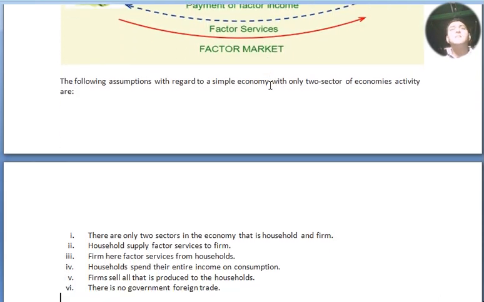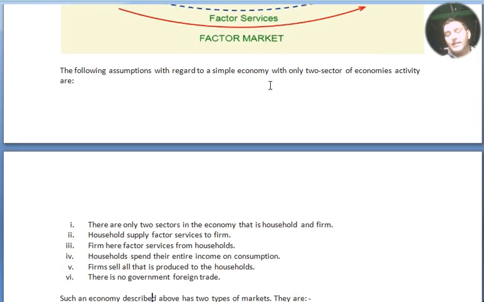The following assumptions are made with regard to a simple economy with only two sectors of economic activity. There are only two sectors in the economy, that is household and firm. Households supply factor services to firms. Firms hire factor services from households. Households spend their entire income on consumption. Firms sell all that is produced to the households. There is no government or foreign trade.